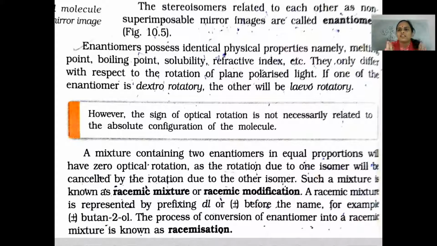Here I said SN1 mechanism proceeds via the formation of racemic mixtures. So what is a racemic mixture? A mixture containing 2 enantiomers in equal proportions. It has 0 optical rotation, as the rotation of one cancels that of the other, and that mixture is known as a racemic mixture and is represented by DL or plus minus. And the process of conversion of an enantiomer into a racemic mixture is known as racemization. So SN1 mechanism proceeds via the process of racemization.